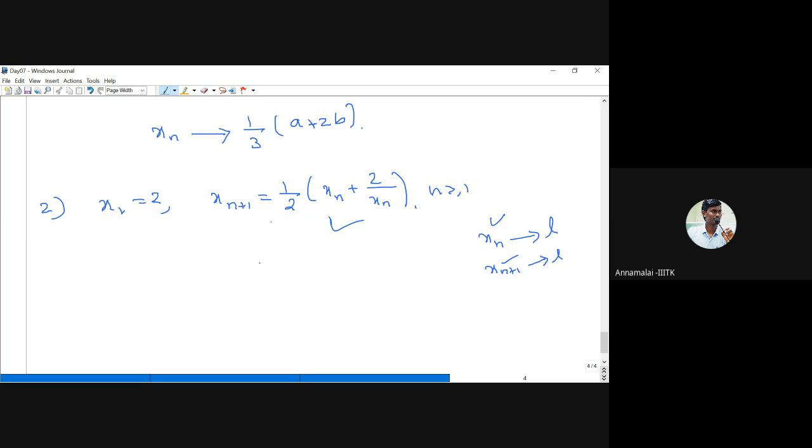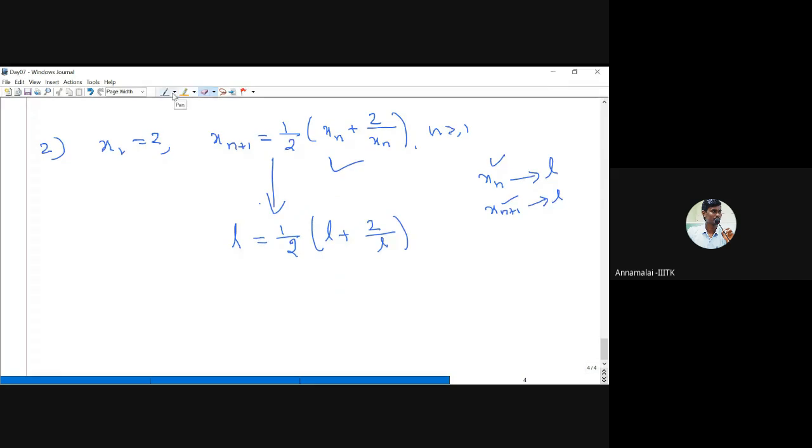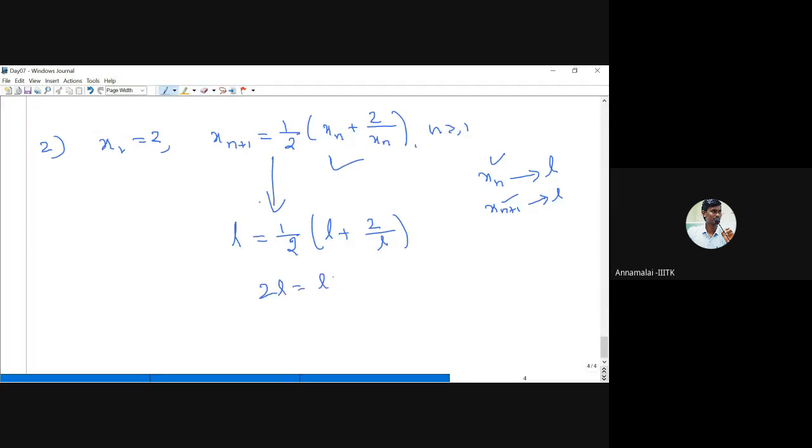By algebra of limits, look at this. The left-hand side converges to L because xn plus 1 converges to L. The right-hand side is 1 by 2, a constant, times (xn plus 2 by xn), which converges to L plus 2 by L. First multiply by 2, so we get 2 times L equal to L plus 2 by L.